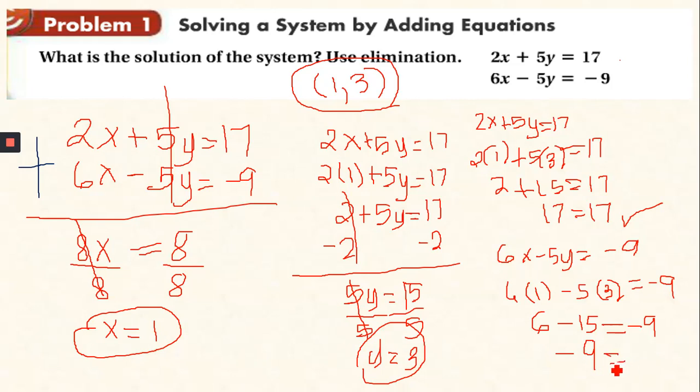Negative 9 is equal to negative 9. Is this statement true? Yes. It means to say that 1 and 3 is the solution of the second equation. It further says that 1 and 3 is the solution of the given system. Can you follow? Let us proceed to the next one.